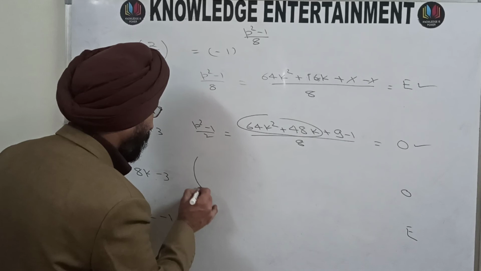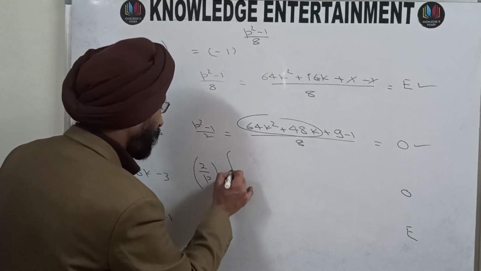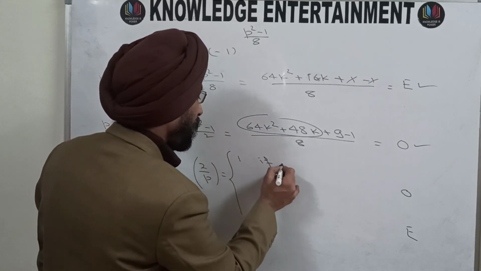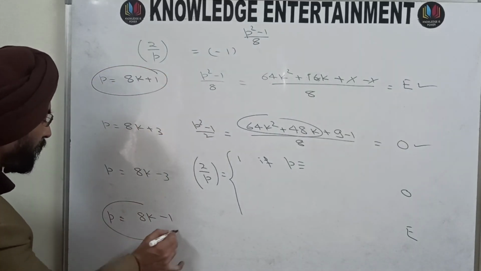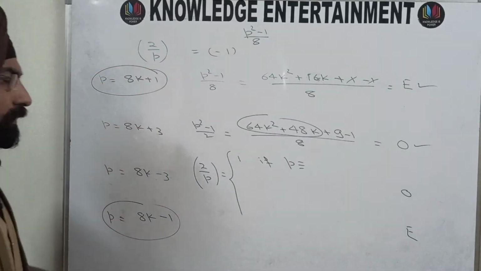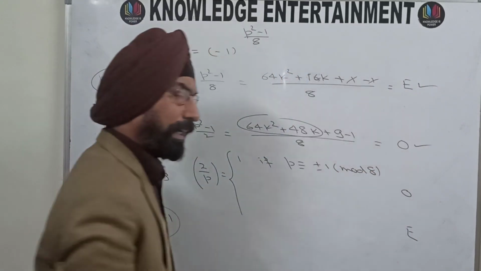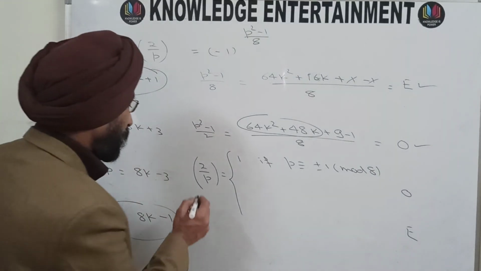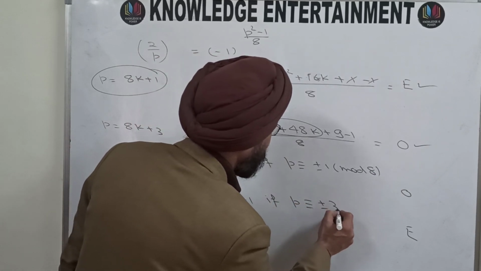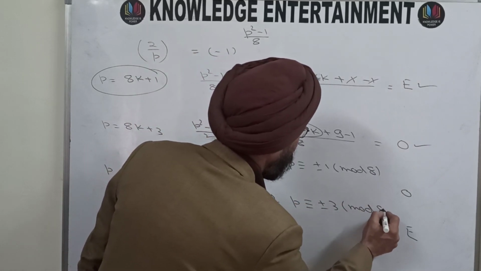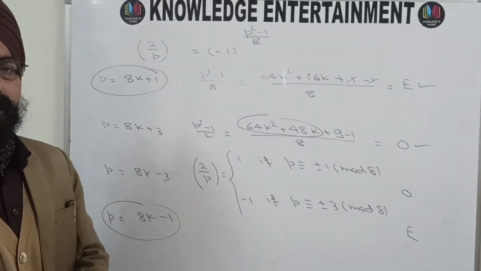So that means the Legendre symbol 2 upon p is further equal to 1 if your p is congruent to plus or minus 1 modulo 8. And similarly, from these two cases, your 2 by p Legendre symbol is minus 1 if your p is congruent to plus or minus 3 modulo 8. So this is a simpler result regarding the Legendre symbol 2 by p.